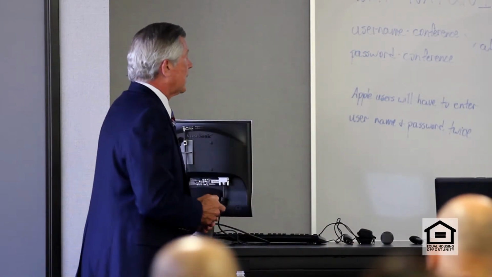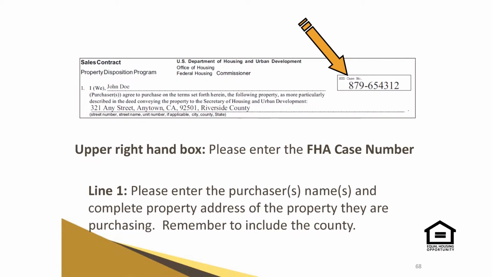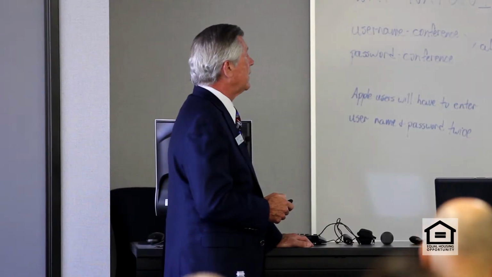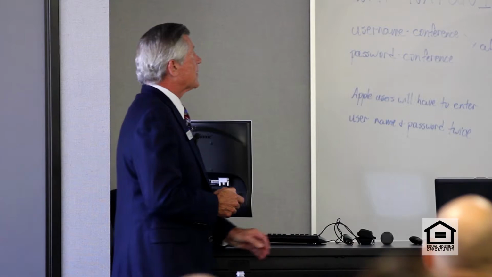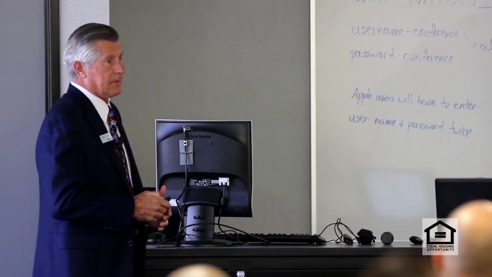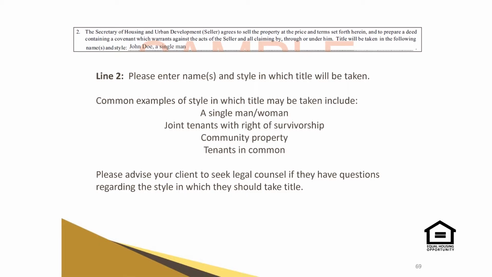In the contract, we need the case number in the top right-hand corner, the buyer's name, the subject property, address, including the county, the buyer's name as he's going to take title, and the method of title that he's going to take.